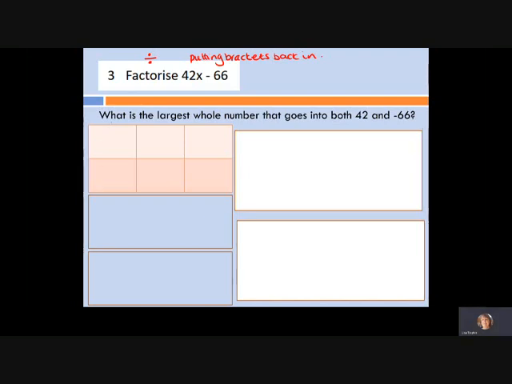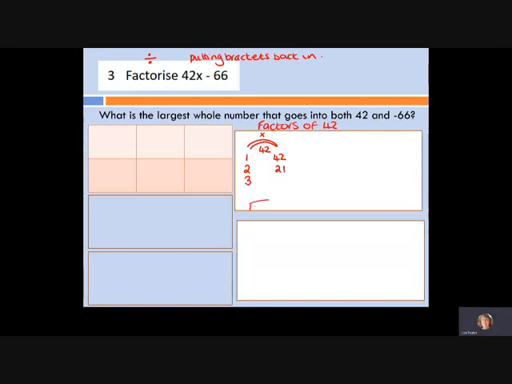Okay, and the first thought process is, what is the largest whole number that goes into both 42 and minus 66? So what we're looking for are factors, hence the word factorising. So if we look at factors of 42 to start with, what numbers multiply together to make 42? Always start with 1, because 1 and 42. 2, fingers and thumbs allowed, and 21.